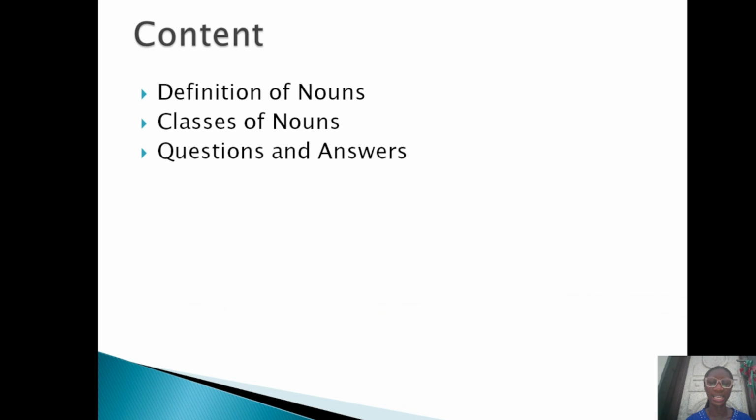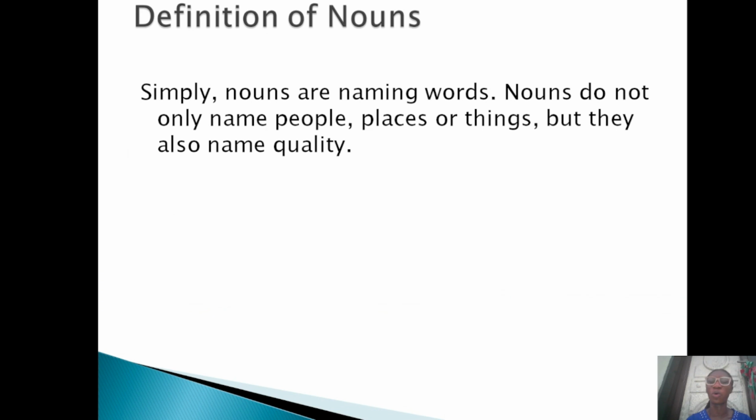What are nouns? The traditional definition everyone knows is that a noun is the name of a person, animal, place, or thing. This is correct, but this definition has a shortcoming because nouns also name qualities. So simply, we could just say that nouns are naming words. They can name people, places, things, or quality. We'll get to this quality part when we start looking at classes of nouns.